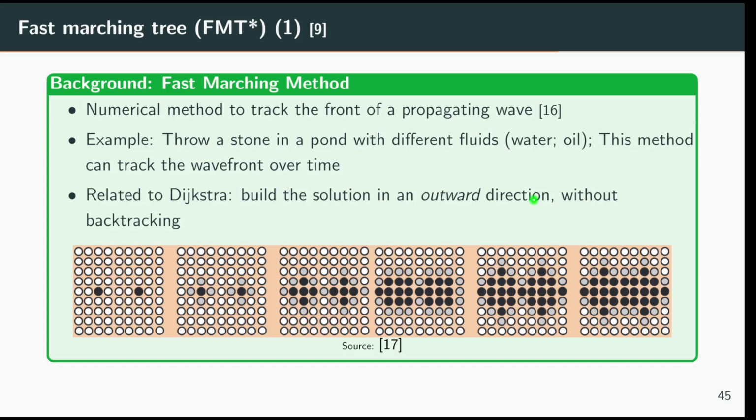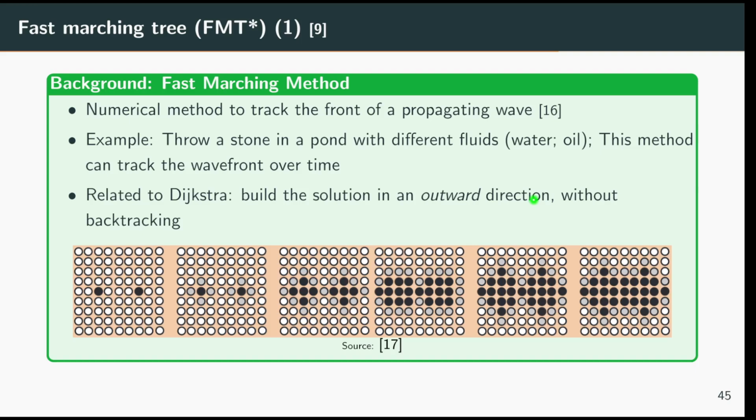algorithm to look at. This one is newer than all the other ones at least. It's called Fast Marching Tree, or FMT for short. And there's also a star version. It is just for geometric motion planning. The name comes from the fast marching method, which looks at how a wave is propagating in a liquid.